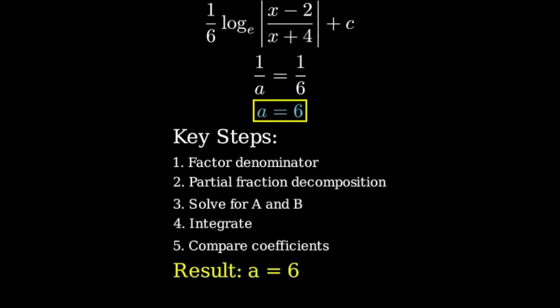We factor the denominator, used partial fraction decomposition, solved for A and B, integrated each term, and compared with the original equation to find that a equals 6.